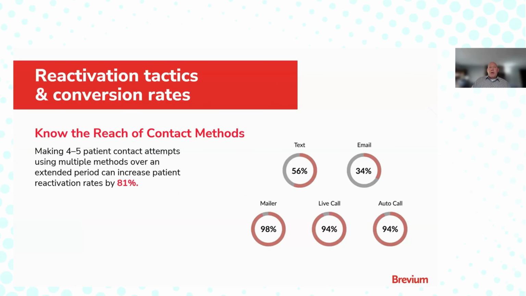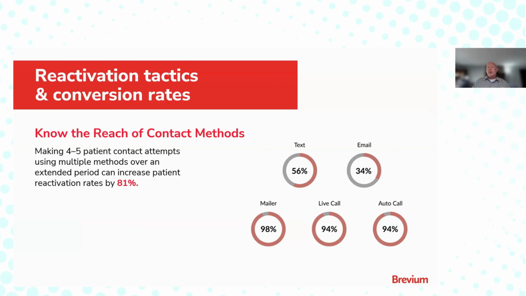One of the things that we've learned about patient reactivation is making 4 to 5 contact attempts is very, very important. That gets you the highest conversion rate, as opposed to just making one attempt and then just forgetting about that patient.